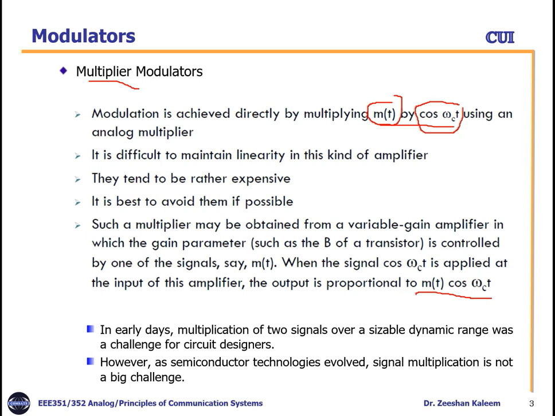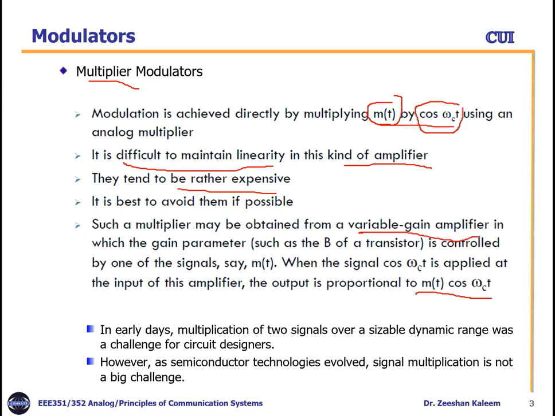There is a problem in this multiplier modulator. What kind of problem? It is difficult to maintain linearity in this kind of amplifier. This is one of the main problems, which is why we try to avoid using a multiplier modulator, and they tend to be rather expensive. So it is best to avoid them if possible. How does this modulator work? Such a multiplier may be obtained from a variable gain amplifier.